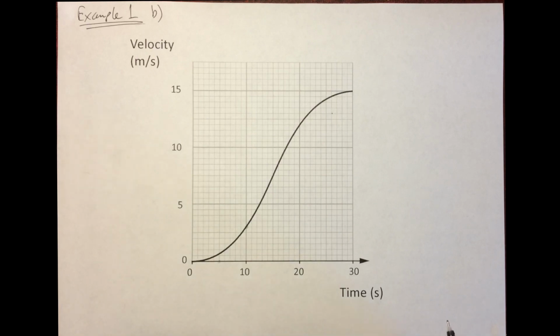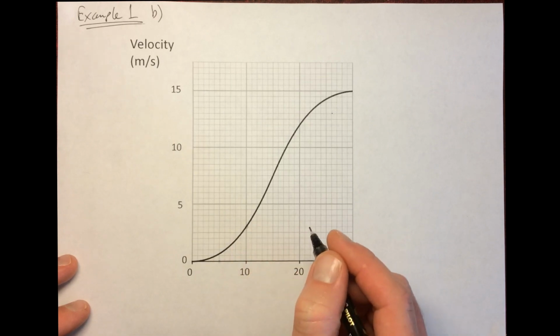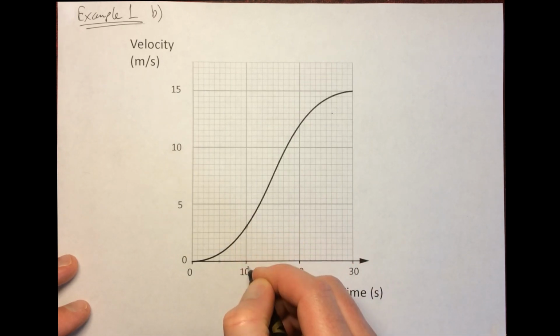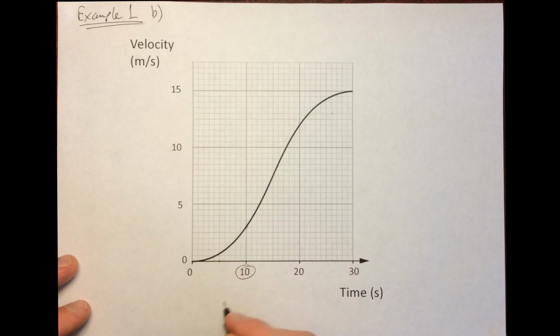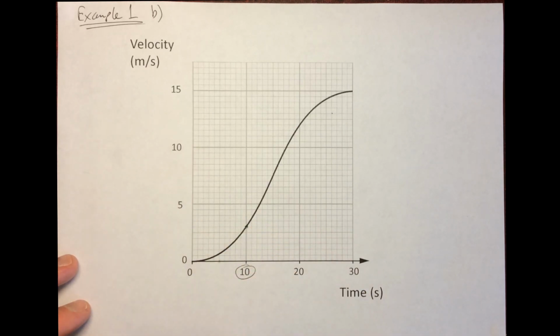Okay, so in this video I'm going to take you through example 1b, and it's asking you to calculate the acceleration at 10 seconds on this graph. Now this is quite a challenging question, but once you know how to do it, it's very straightforward. So initially you want to identify where 10 seconds is. Well, there's 10 seconds, so that's the point on the graph there that we need to be looking at.